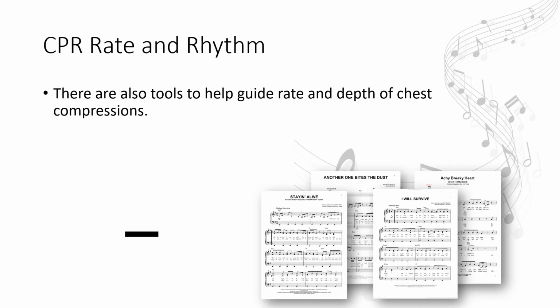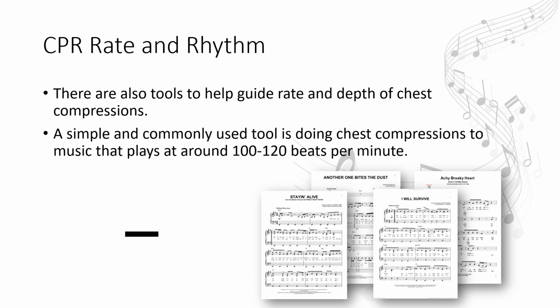CPR rate and rhythm job aids. There are also tools to help guide rate and depth of chest compressions. A simple and commonly used tool is doing chest compressions to music that plays at around 100 to 120 beats per minute. Here are some examples.